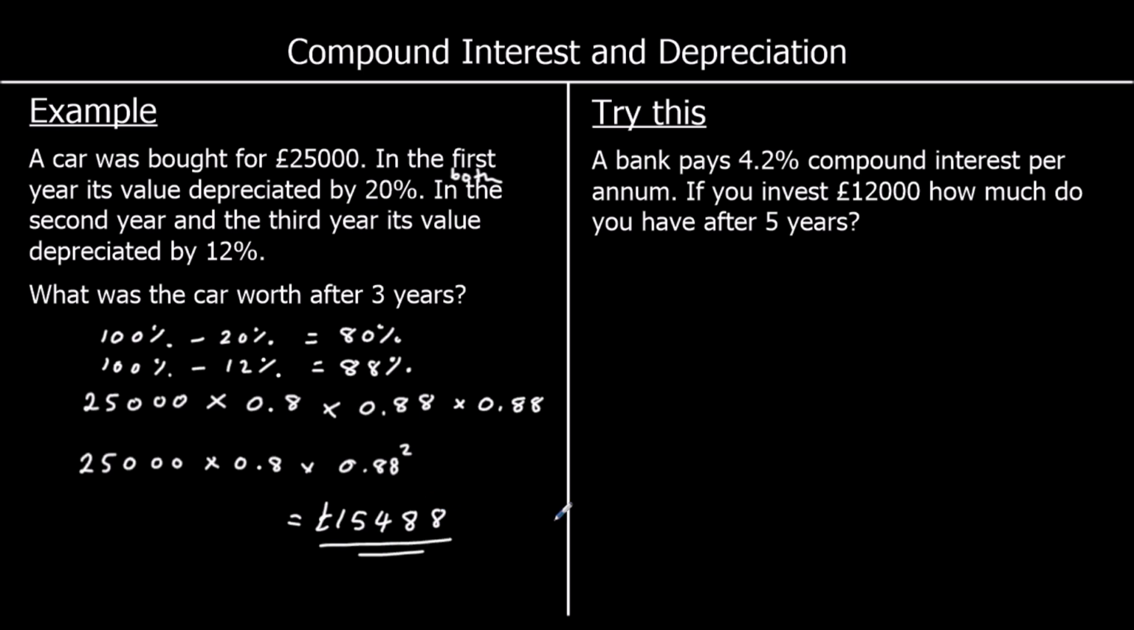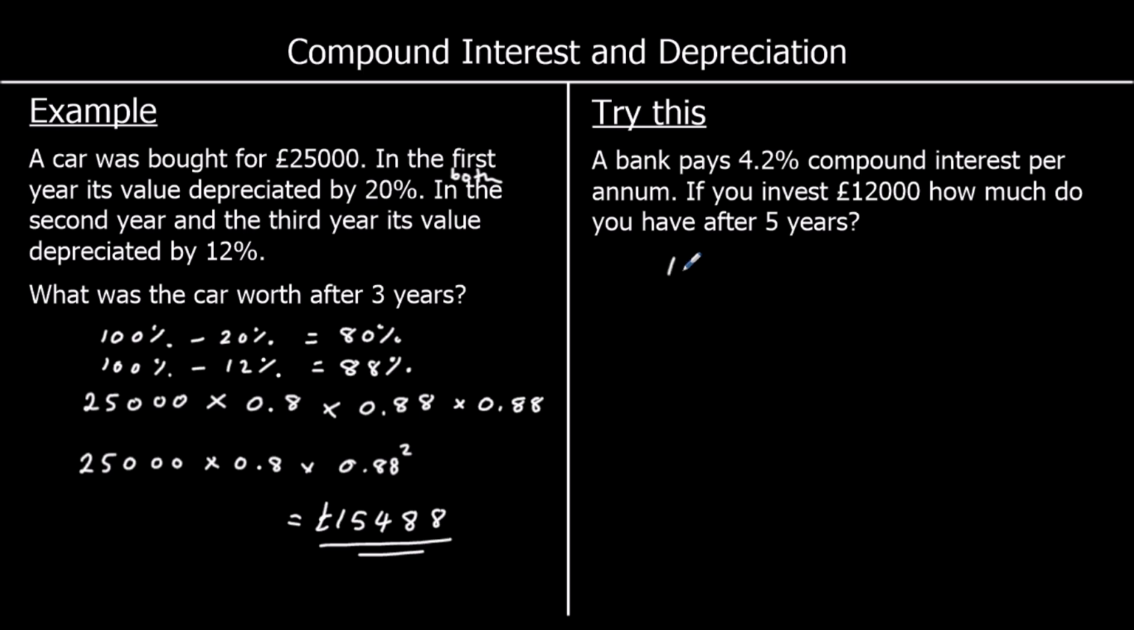Okay, try this. So this is a question for you to try. So you can pause the video and have a go at it. A bank pays 4.2% compound interest per annum. So every year, the amount of money we've got increases by 4.2%. If you invest £12,000, how much do you have after 5 years?